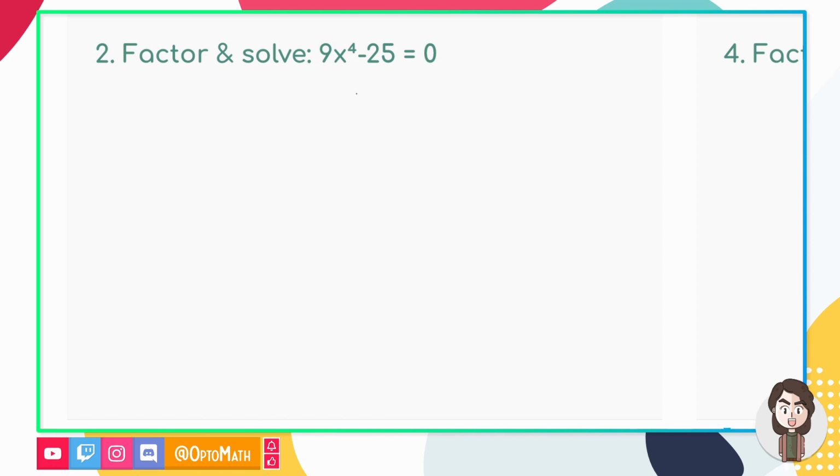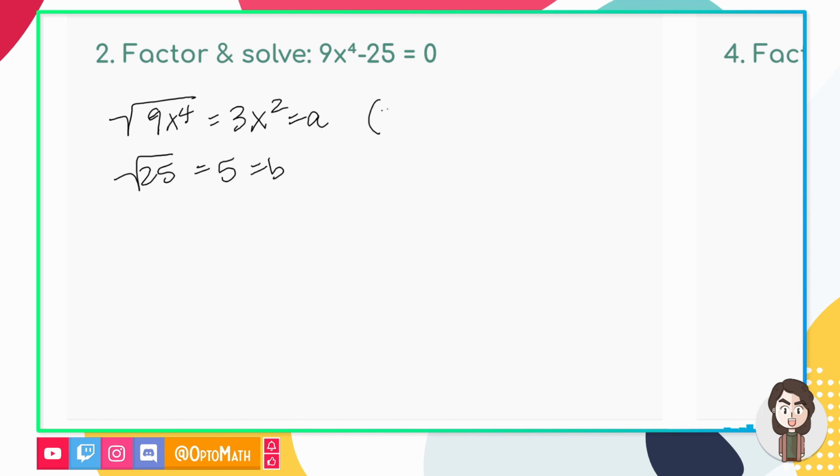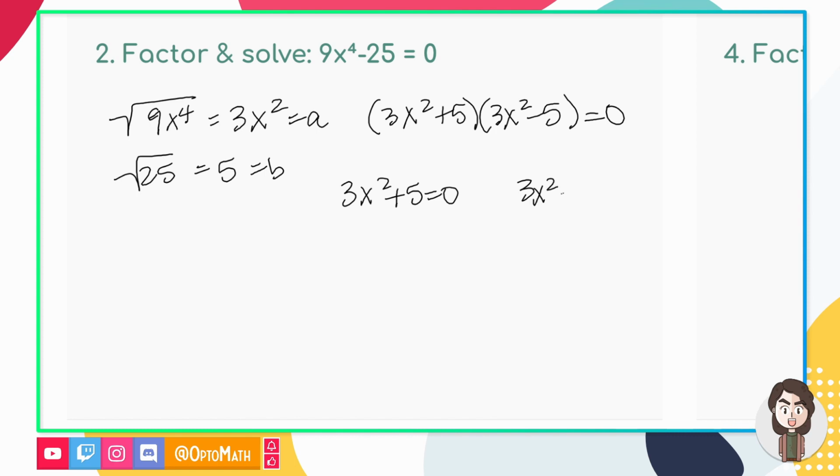Next, we have a quartic difference of squares. We know this counts as a difference of squares because x to the 4th is a perfect square. The square root of that is just x squared. So let's find a and b. So a should be 3x squared, and the square root of our last term is 5, which is our b. So to factor, we have 3x squared plus 5 times 3x squared minus 5 equals 0. And let's solve, setting each factor equal to 0.